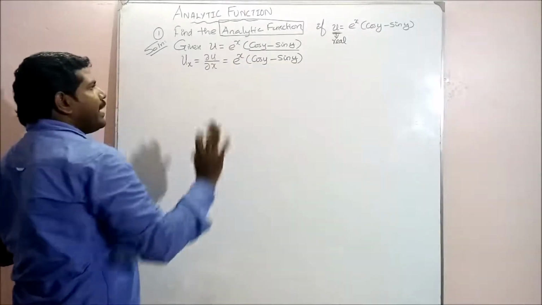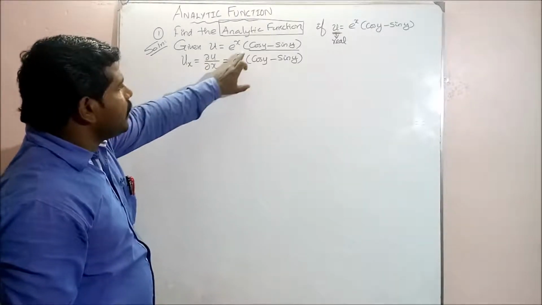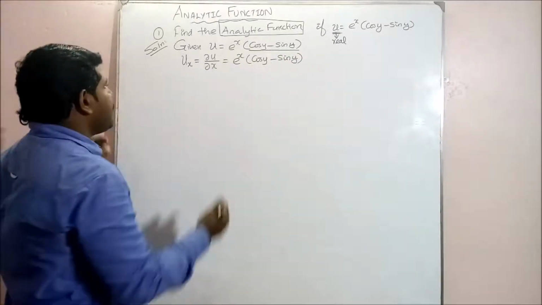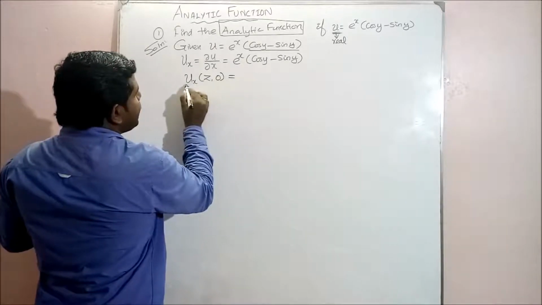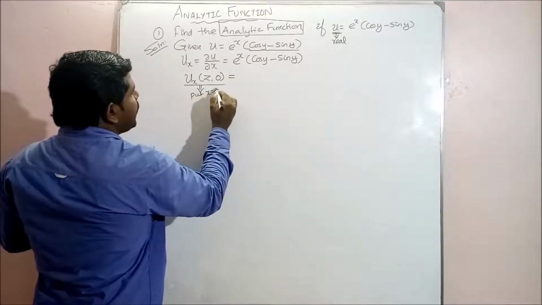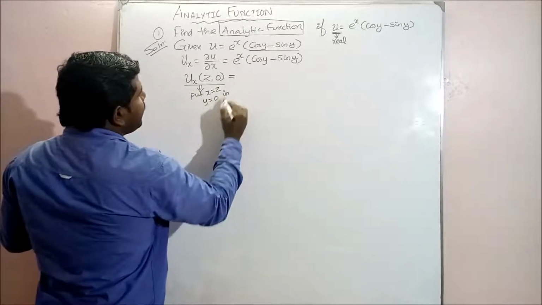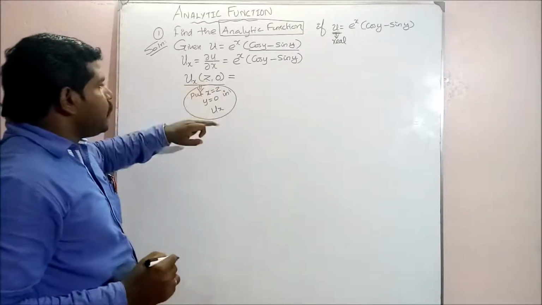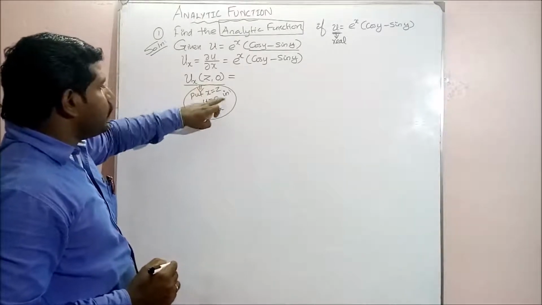So this is dou u by dou x. For dou u by dou x, we differentiate only the term containing x. In the second term there is no x, so it stays as it is, a constant. Now what we need is ux of z, 0. For ux of z, 0, put x equal to z, because z is in the x coordinate, and y equal to 0 in ux. This is the procedure.